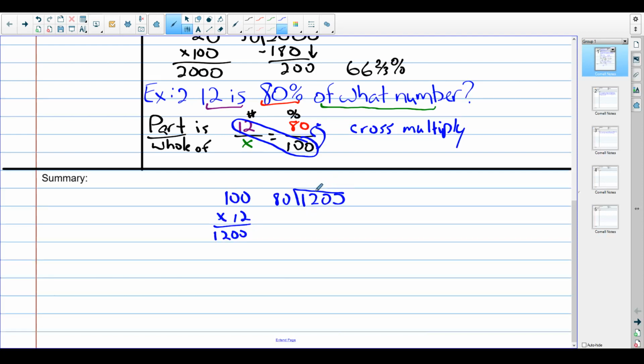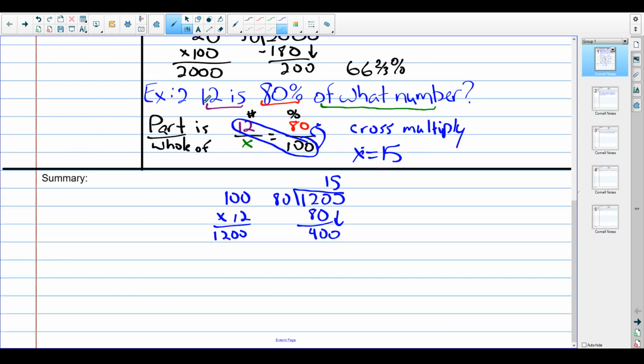So 80 goes into not 1, not 12, but 120 one time. And then this is going to be a nice round number. 80 goes into 400 5 times. Okay. So what number is 80%? No, I can't say this backwards. 12 is 80% of what number? That number is 15. So x equals 15.